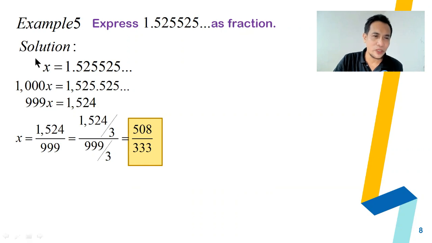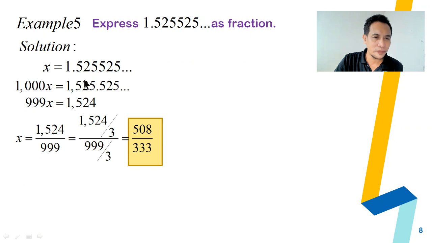So this is our equation number 1: x is equal to 1.525525 and so on, continuous. And we have 3 repeated digits, 525. So meaning we will multiply both sides of the equation by 1000 to generate our equation number 2. So x times 1000, this is 1000x, is equal to 1.525525 multiplied by 1000.